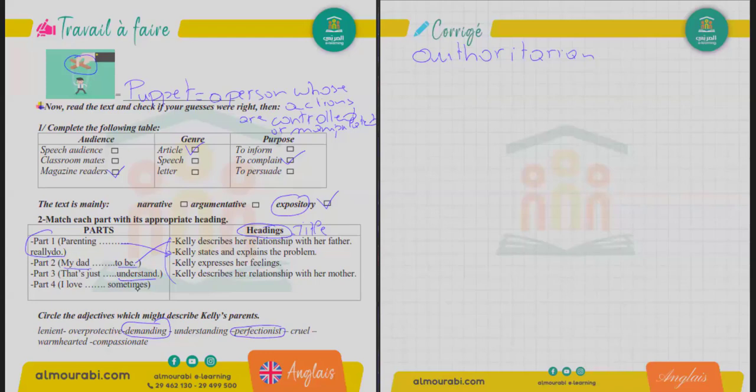Understand. What is it about? Yes, please. Kelly describes her relationship with her mother. Yeah, that's it. This is about her relationship with her mom. The mom is also authoritarian. Yes or no? Yes. And the mom wants her kid to be what?